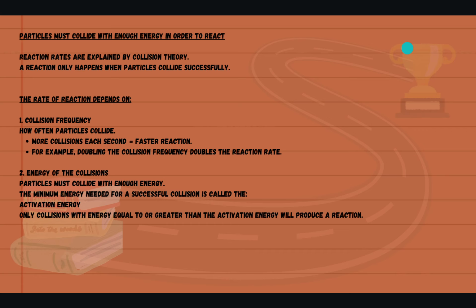Particles must collide with enough energy in order to react. So, reaction rates are explained by collision theory. A reaction only happens when particles collide successfully. The rate of reaction depends on different factors, such as the collision frequency, which is how often particles collide. More collisions each second means a faster reaction. For example, doubling the collision frequency doubles the reaction rate.